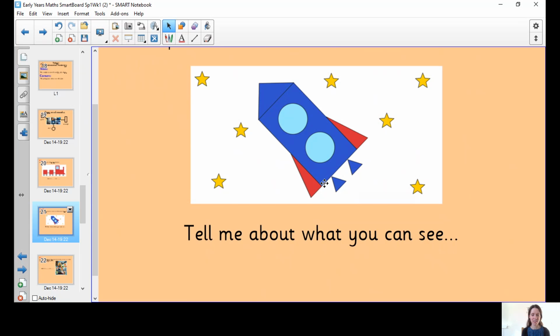What shape is this? Yes, that's right, it's a rectangle. We know that because it has 2 long sides and 2 short sides. And it also has 1, 2, 3, 4 pointy corners. Well done. Let's have a look at the next picture.